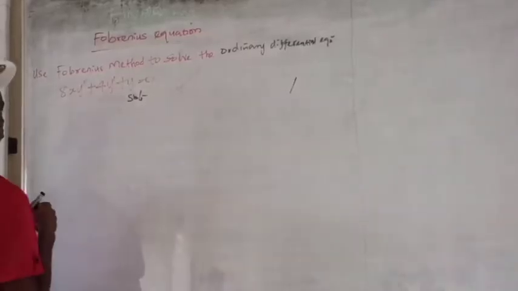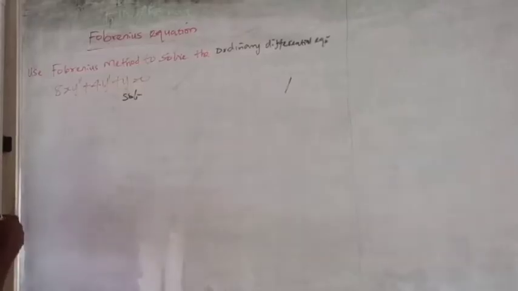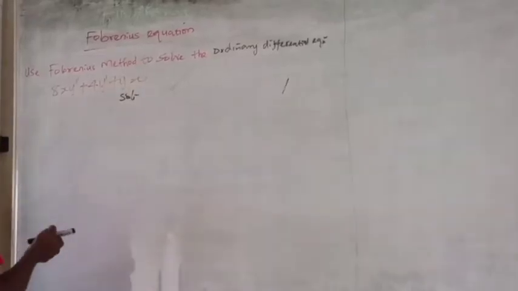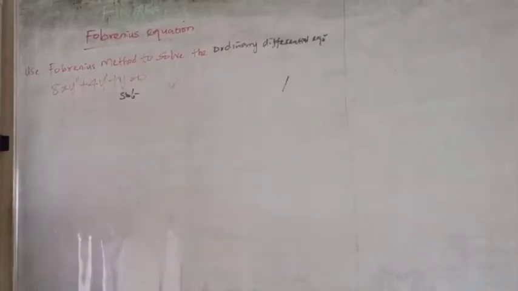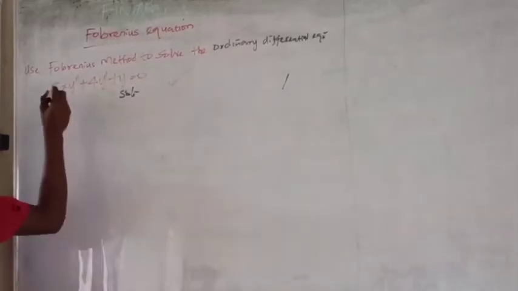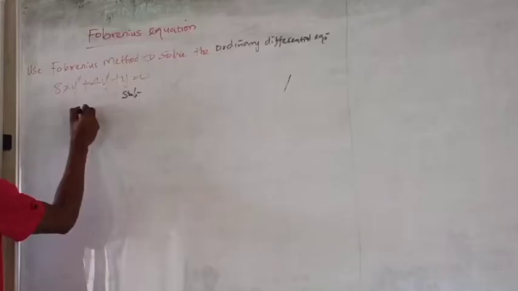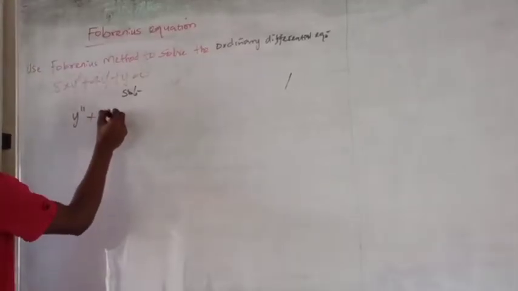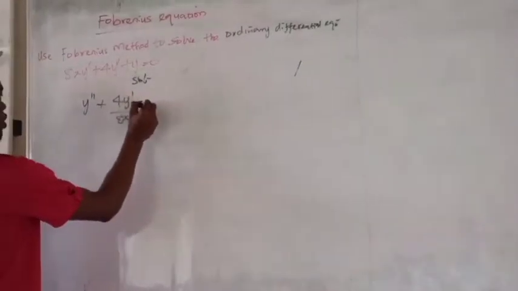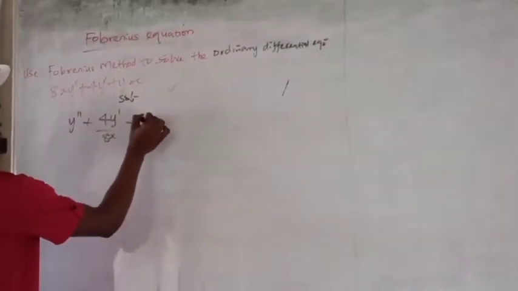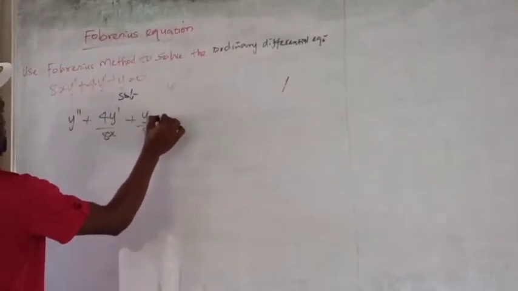So the first step you are going to do in order to test for the singularity is to divide by the coefficient of your y prime prime. If I'm dividing with the coefficient of my y prime prime, I'm left with y prime prime plus 4y prime divided by 8x plus y divided by 8 is equal to 0.